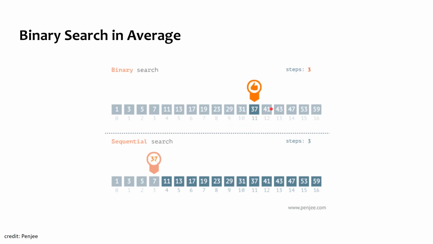So we repeat doing this, going right, left, and right to find this item. So it takes only 4 steps in the case of binary search. However, in the case of sequential search, it takes 11 steps. So binary search is much more efficient than sequential search.